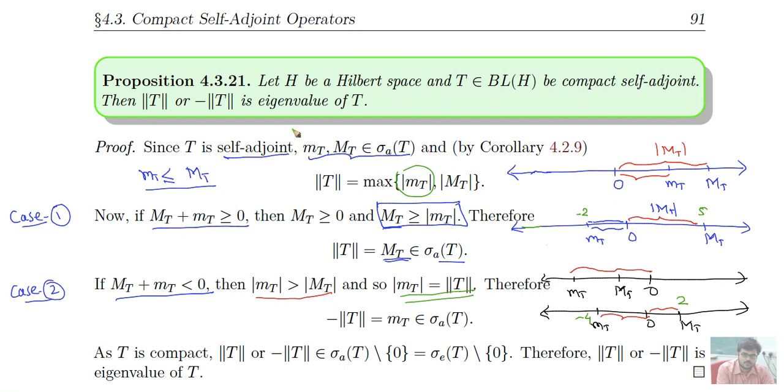So what will be mt? We know this belongs to this. What will be mt? mt is negative. mt has to be negative, otherwise the sum cannot be negative. So small mt has to be negative. So in that case, mt will be nothing but, because it is negative, when we remove the modulus sign, it will be minus norm t, and that belongs to sigma at. And so either this or this belongs to sigma at. If it is non-zero, then because it is compact, by the previous theorem it is in sigma at minus 0. So that means it is a non-zero eigenvalue of t, right?